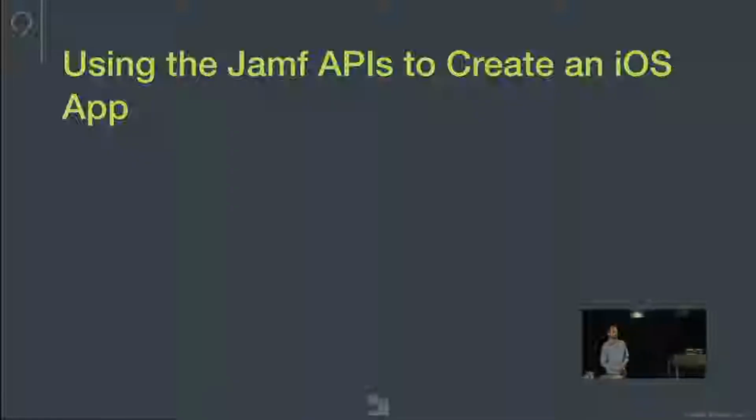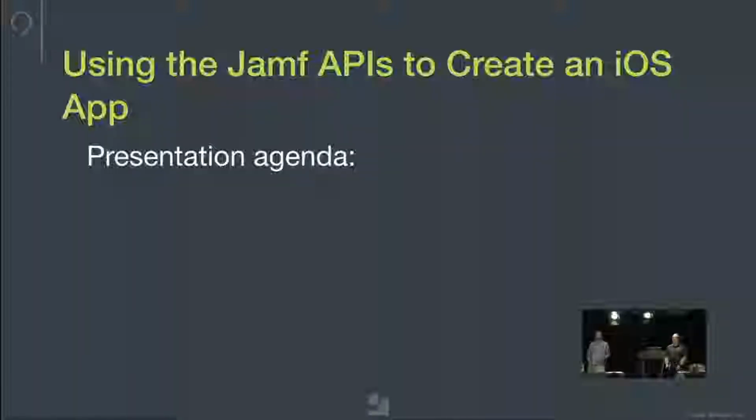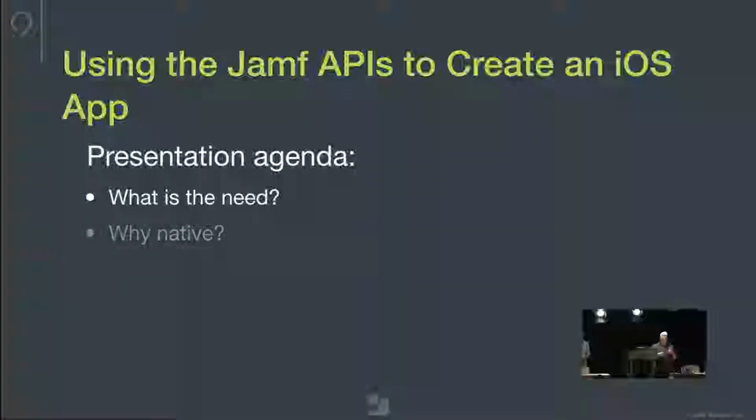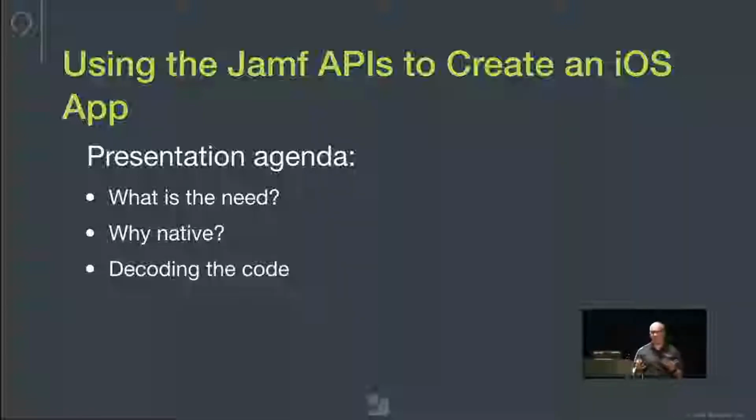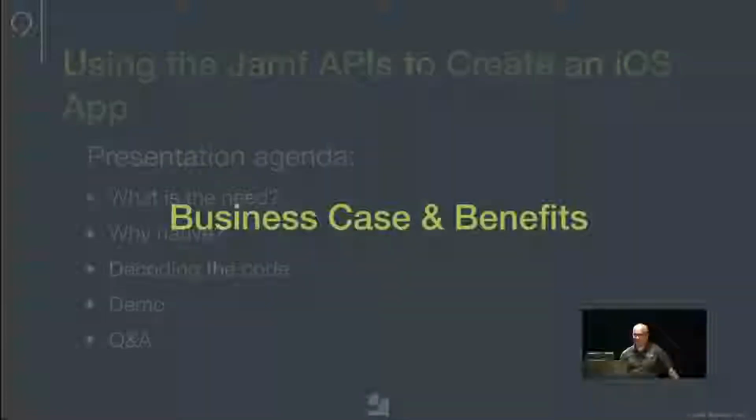All right, so the agenda for this session, we want to start with why we did this, what was the need that we identified, why did we choose to write a native app, and then we'll walk through a bit of the code. What's the logic behind getting a response from the JSS API, how do we use that, and then we'll show a little demo of how this works.